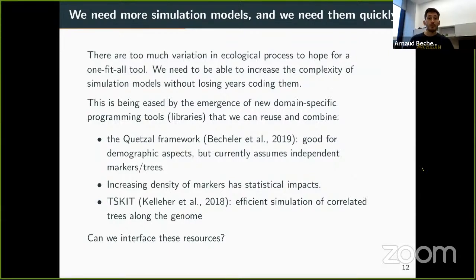And also, there are too many variations in the ecological process to hope that we will have a one-fit-to-all tool. Splash is awesome. It fits so many scenarios, but not all of them. That is, we need to be able to increase the complexity of the simulation models we use without losing too much time. And that has been recently eased by the emergence of new domain-specific programming tools, libraries, that is snippets of code that we can reuse and combine. All of that may sound very familiar for bioinformaticians that have literally decades of advance. But until recently in this framework, it was non-existent.